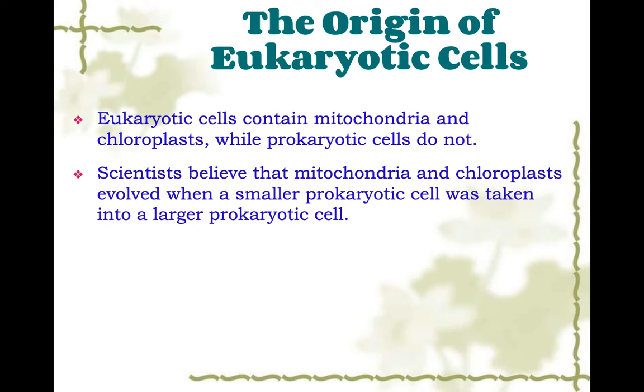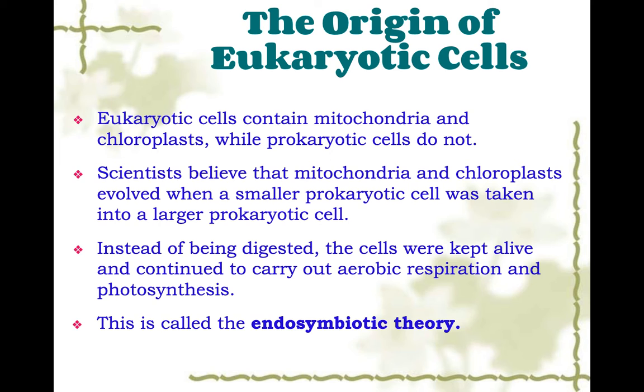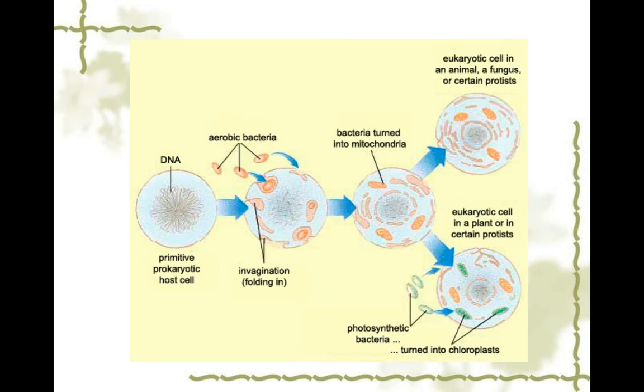So scientists believe that mitochondria and chloroplasts evolved when a smaller prokaryotic cell was taken into a larger prokaryotic cell. And instead of that smaller cell being digested, the cells were kept alive and continued to carry out aerobic respiration and photosynthesis. So the mitochondria was continuing to do aerobic respiration, the chloroplast was continuing to do photosynthesis. So this is called the endosymbiotic theory. So that's represented in this image.